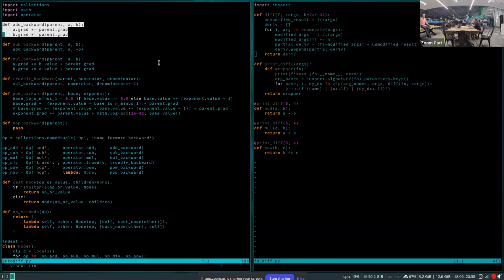How do you choose the function, your node function?